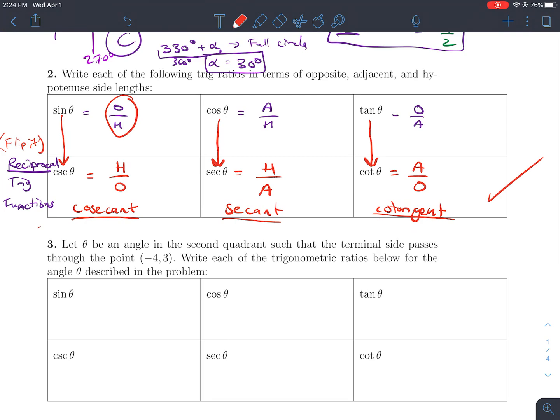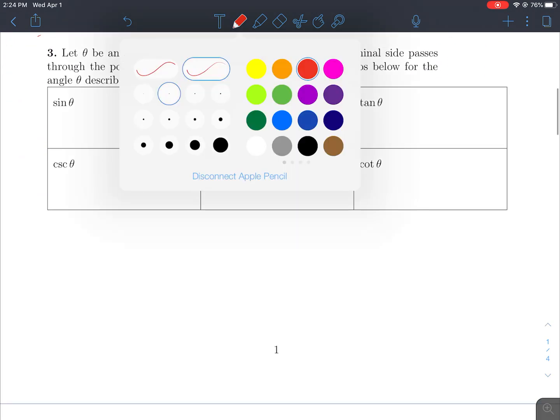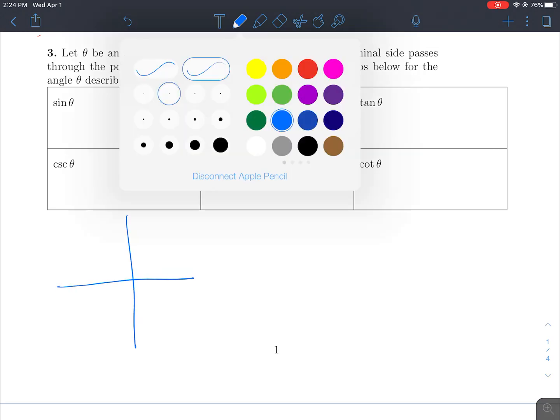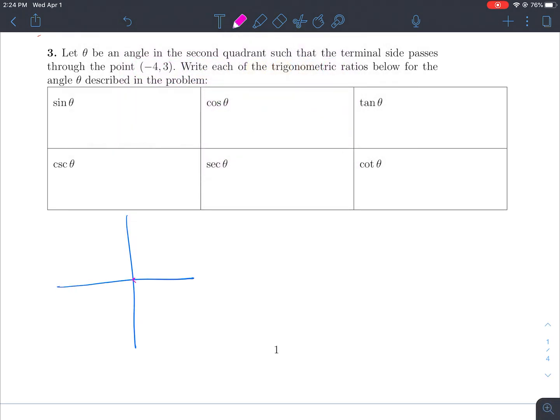Let theta be an angle in the second quadrant. Okay, it seems like a picture is going to be useful for this one. So let theta be an angle in the second quadrant such that the terminal side passes through the point -4, 3. 1, 2, yep, second quadrant, that's correct. So here's theta. Write each of the trigonometric ratios below for the angle theta described in the problem.